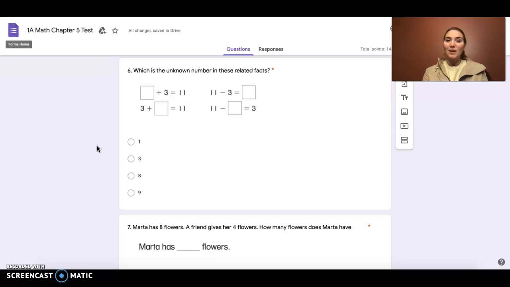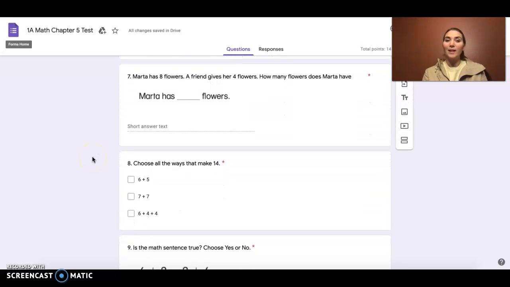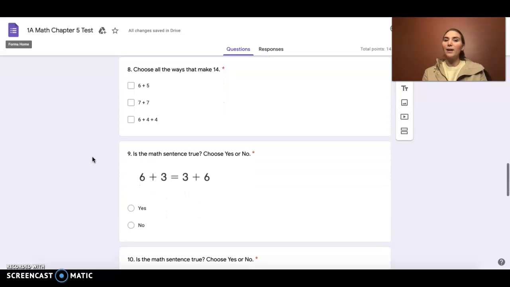Number 6. Which is the unknown number in these related facts? Number 7. Marta has 8 flowers. A friend gives her 4 flowers. How many flowers does Marta have? Number 8. Choose all the ways that make 14.